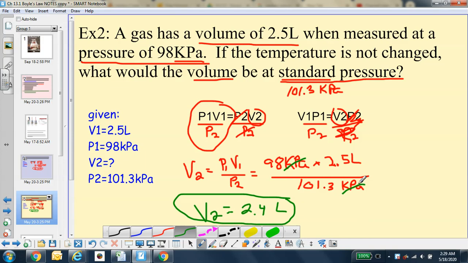Okay, so think about this. If you take a look at your data here, it makes sense that the volume should decrease, right? Because pressure went from 98 to 101.3. So it would stand to reason that volume should actually go down, and it did. It went from 2.5 liters down to 2.4 liters.